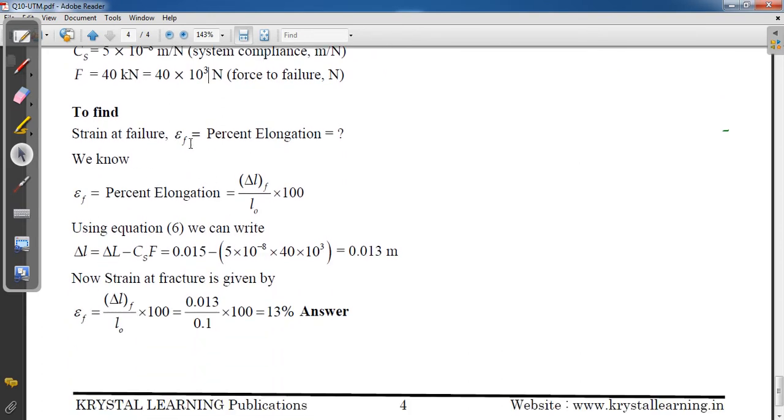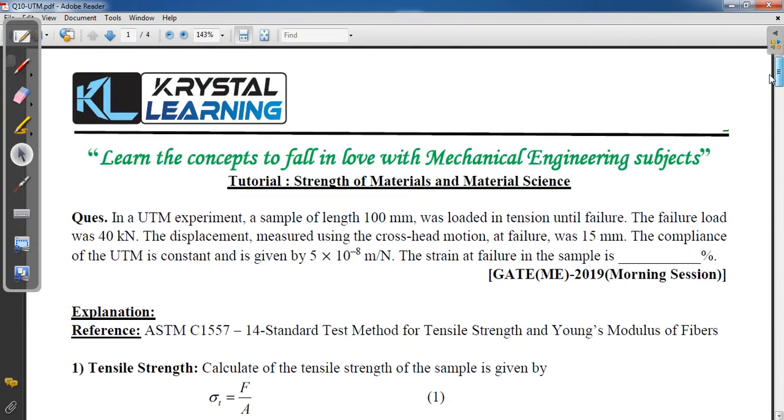So strain at failure we have to calculate: epsilon F is equal to percentage elongation, delta L F upon original length into 100. The small delta L at failure will be delta L minus CS F: 0.015 minus 5 into 10 to the power minus 8 into 40 into 10 to the power 3. Always pay attention towards the unit. So it will come 0.013 meter divided by 0.1 original length into 100. It will come 13%. So as predicted, it is coming 13%.